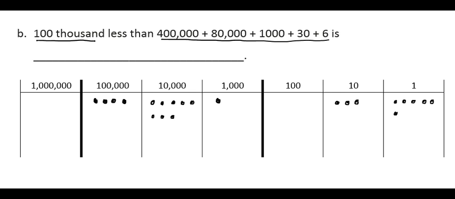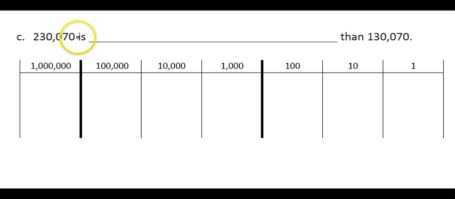Now, what number is 100,000 less than the number shown on our place value chart? To figure out that, I just need to cross off one of my 100,000 discs. That's taking 100,000 less than my original number. So now I have 3 100,000s, 8 10,000s, 1,000, no hundreds, 3 tens, and 6 ones. 100,000 less than our original number is 381,036.